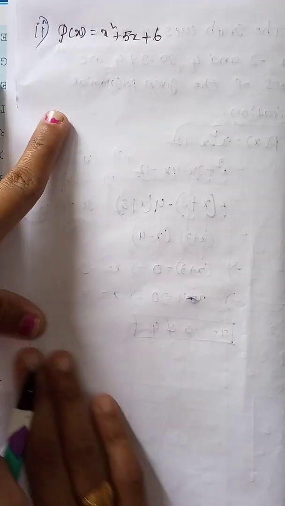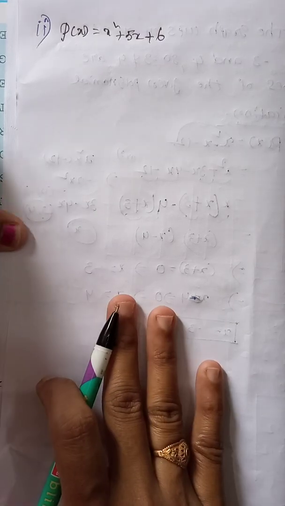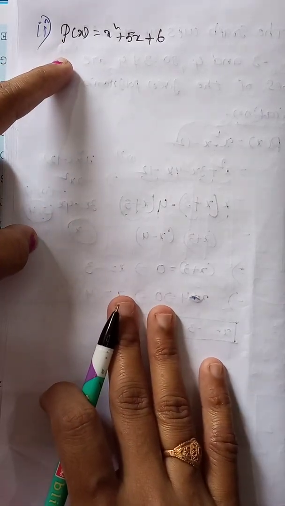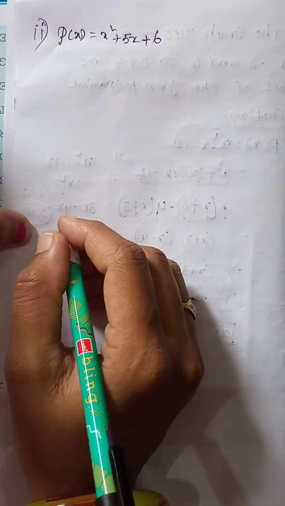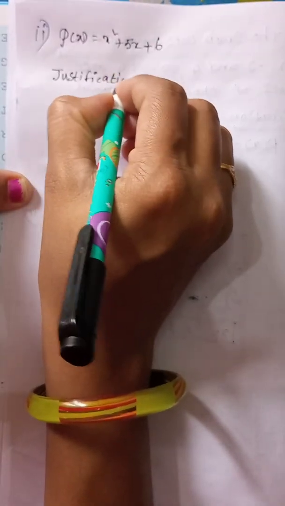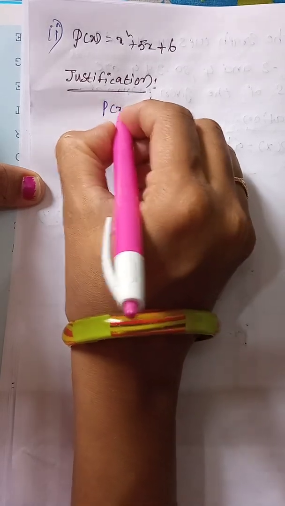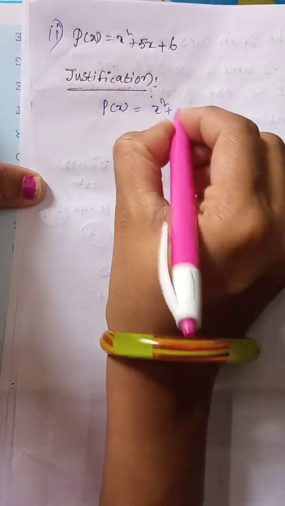First, what is the question? We have to draw the graph, find the zeros and justify the answer. In this method, first I am doing justification. So p of x equal to x square plus 5x plus 6.